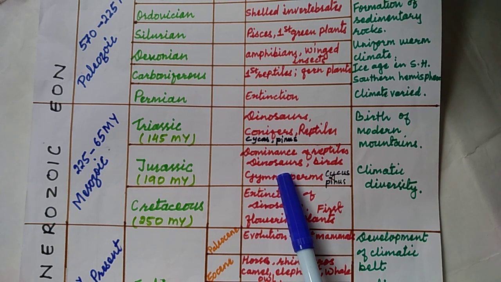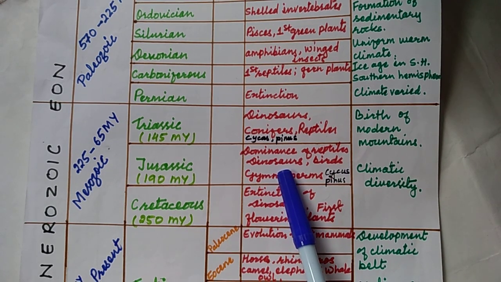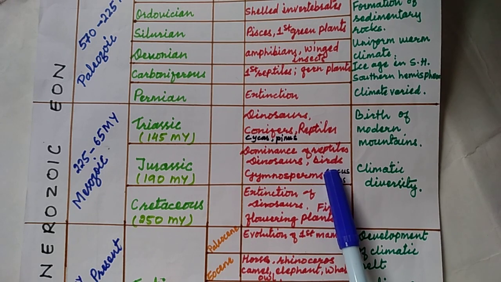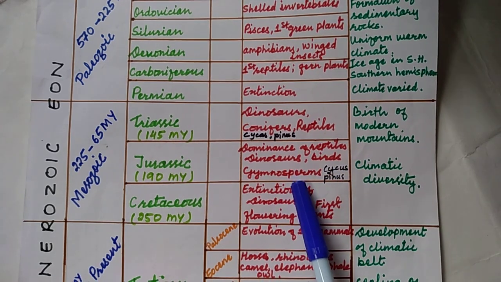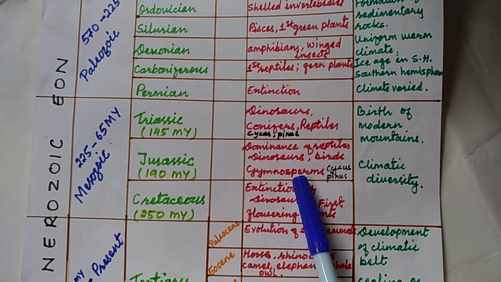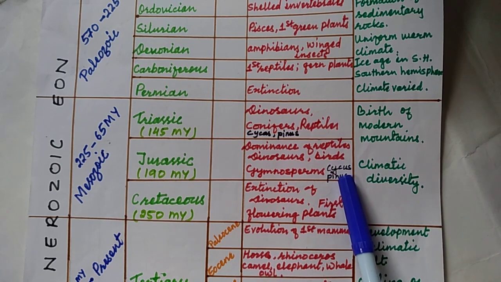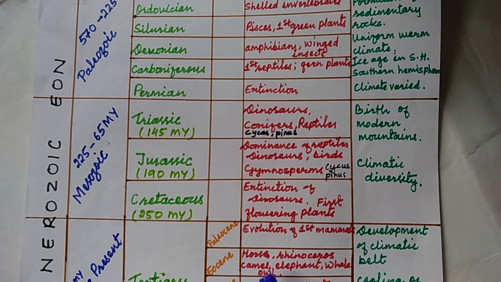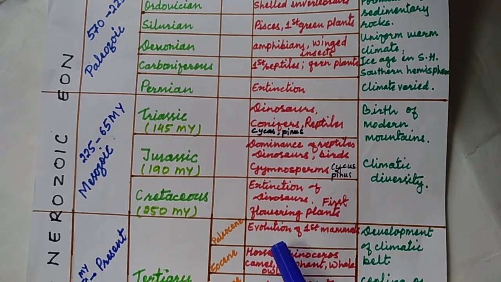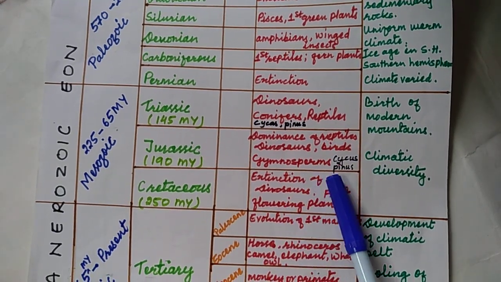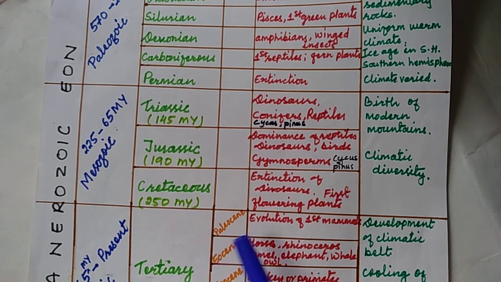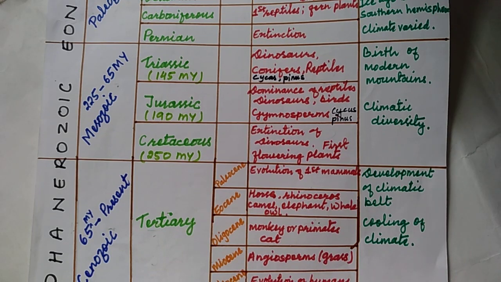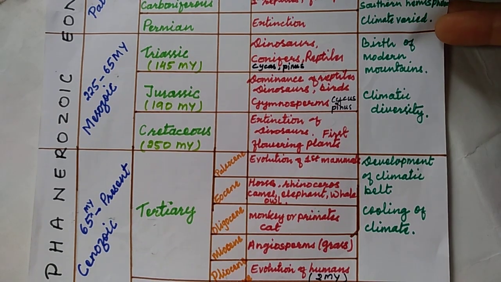Dinosaurs were at their peak. Dinosaurs were dominating the earth's surface. Birds were also seen, and gymnosperms among plants. Gymnosperms means cycas and pinus, or the conifers. Gymnosperms and conifers are the same. These are cycas and pinus trees. And extinction of dinosaurs in the Cretaceous period, and the first flowering plants were seen. So this way the evolution was taking place.